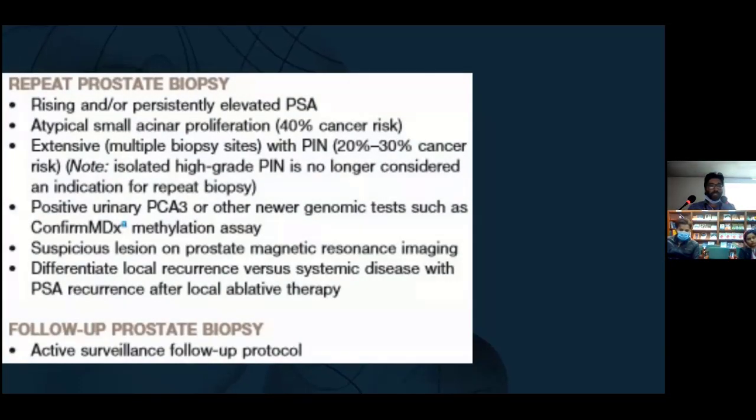Repeat biopsy is done in the settings of rising or persistently elevated PSA, atypical small acinar proliferations, or when you have extensive prostatic intraepithelial neoplasia, prostate urinary cancer antigen, or other newer genomic tests such as ConfirmMDx methylation assay, suspicious lesions on prostate MR imaging. It is done to differentiate local recurrence versus systemic disease with PSA recurrence after local ablative therapy. The follow-up prostate biopsy is done according to the active surveillance follow-up protocol.